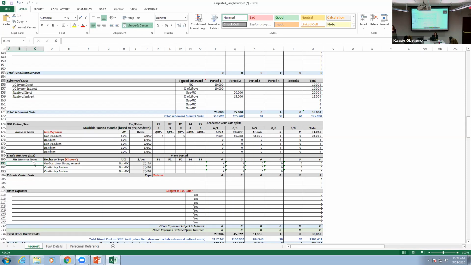So the first thing is you can put your site name here. So we're going to put UC Irvine. And there's 2 things. In year 1, you're going to have to do an onboarding. So that's the initial negotiation of an agreement, or if you already have an agreement, the initial setting it up. And then you're going to have a continuing review, which has to be done every year. So you're always going to have 2 lines here if you have multi-site.